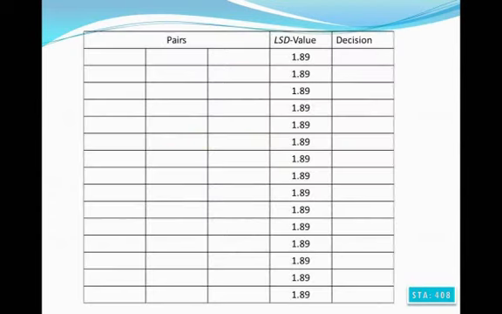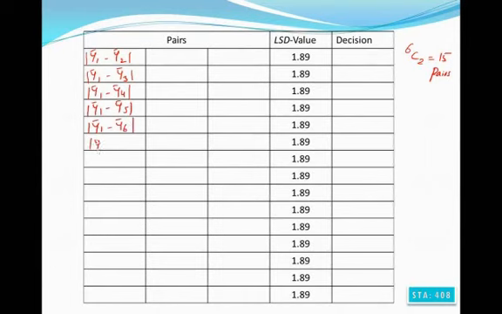Now we will make up pairs. There are 6 treatments. You have to use 6C2 combination, 15 pairs. How can you make the 15 pairs? Y bar 1 minus Y bar 2, Y bar 1 minus Y bar 3, and use the absolute values of the differences. Y bar 1 minus Y bar 4, 1 minus 5, finally 1 minus 6.